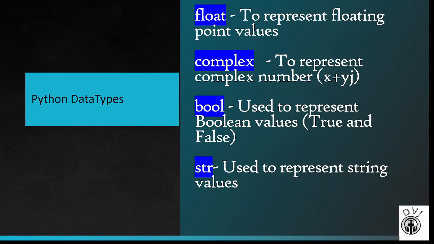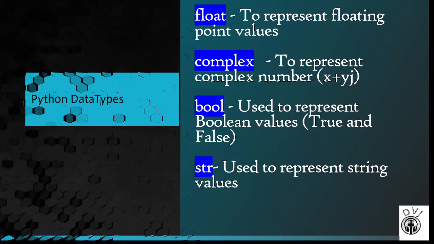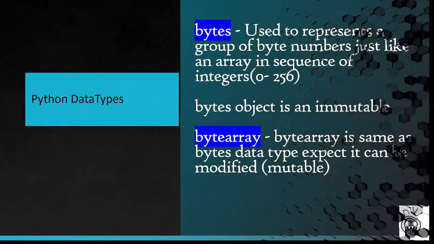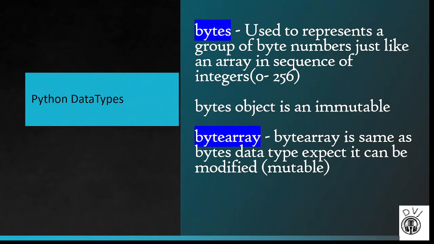Str is used to represent string values. Bytes is used to represent a group of byte numbers, just like an array or sequence of integers from 0 to 256. The bytes object is immutable. Bytearray is the same as the bytes data type except it can be modified; it is mutable.